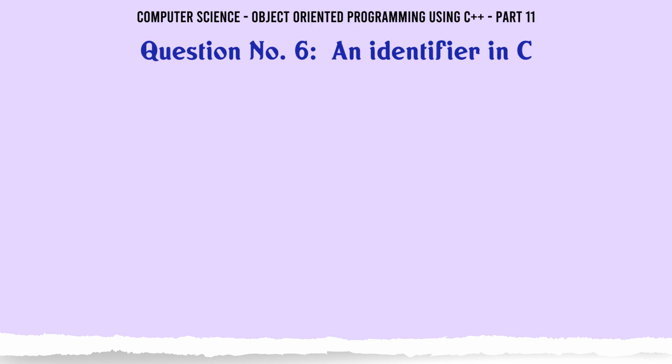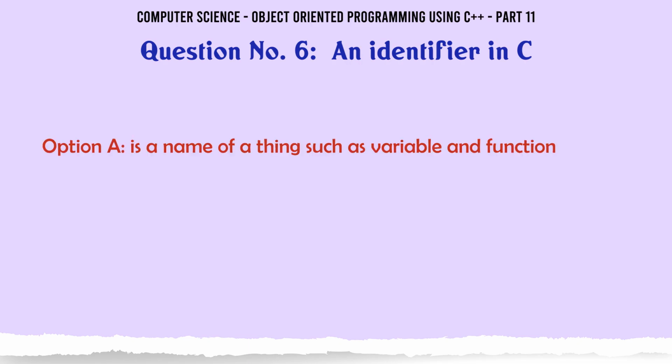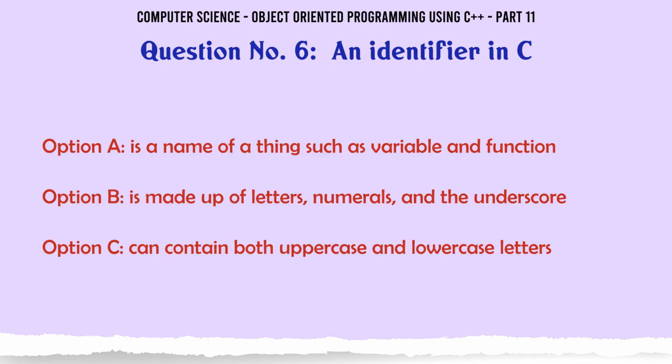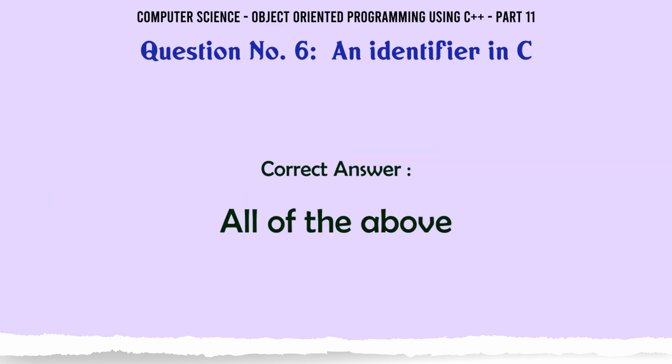An identifier in C++ a) is a name of a thing such as a variable and function, b) is made up of letters, numerals, and the underscore, c) can contain both uppercase and lowercase letters, d) all of the above. The correct answer is all of the above.